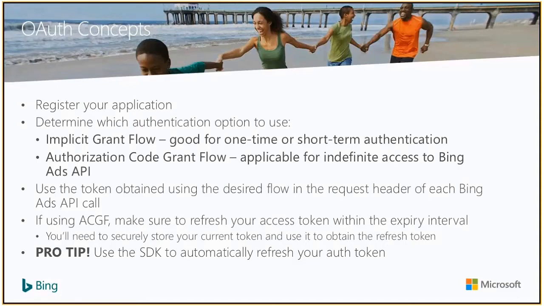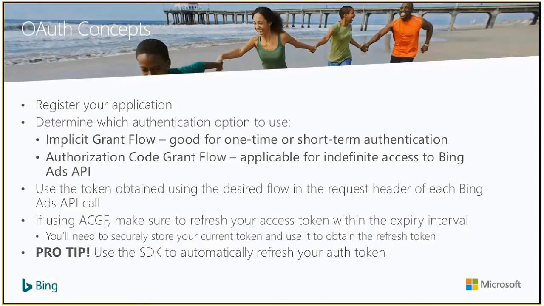The next thing you want to do is determine which authentication option to choose. There are two options available. The first one is implicit grant flow. This is useful for applications which don't require long-term access to the Bing Ads API. The second option is authorization code grant flow. This is more useful in cases where you need indefinite access to the Bing Ads API. So regardless of which option you choose for authentication, use the token that you received in the request header of each call to send that to Bing Ads API.